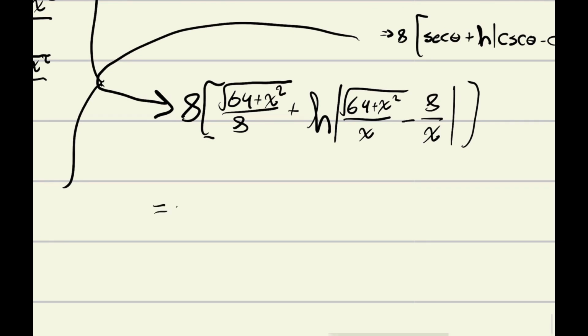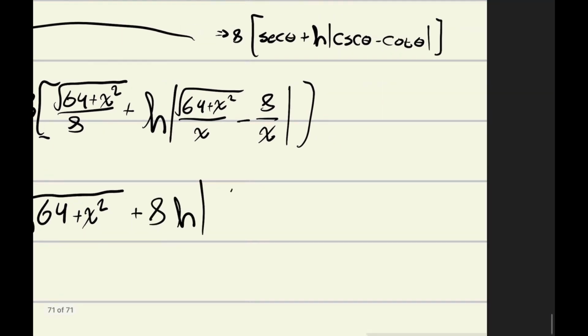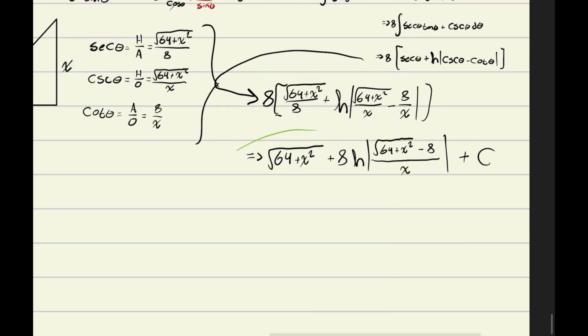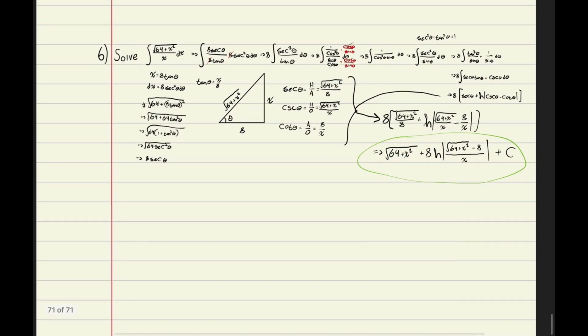And we can go ahead and simplify this by distributing the 8, which would give us the square root of 64 plus x squared, plus 8 natural log of the square root of 64 plus x squared minus 8, all over x. And finally, plus c. That's our final answer for number 6. So we have done 5 and 6.